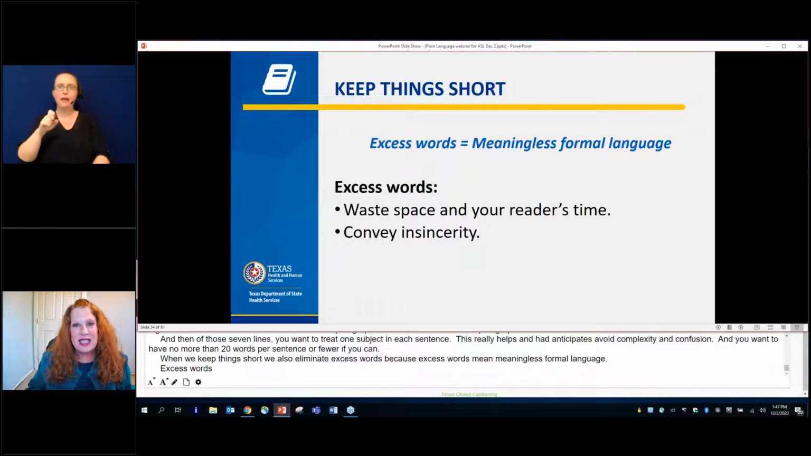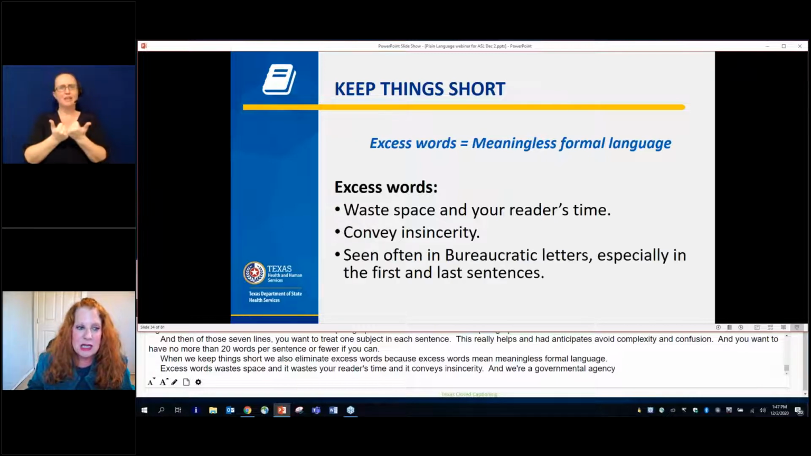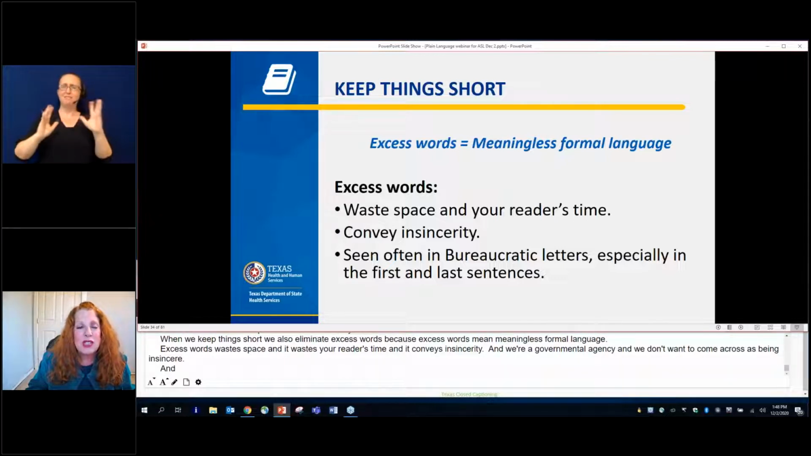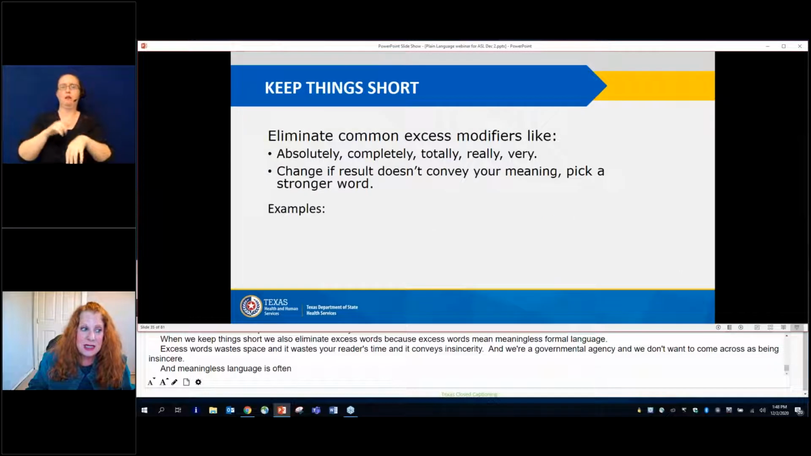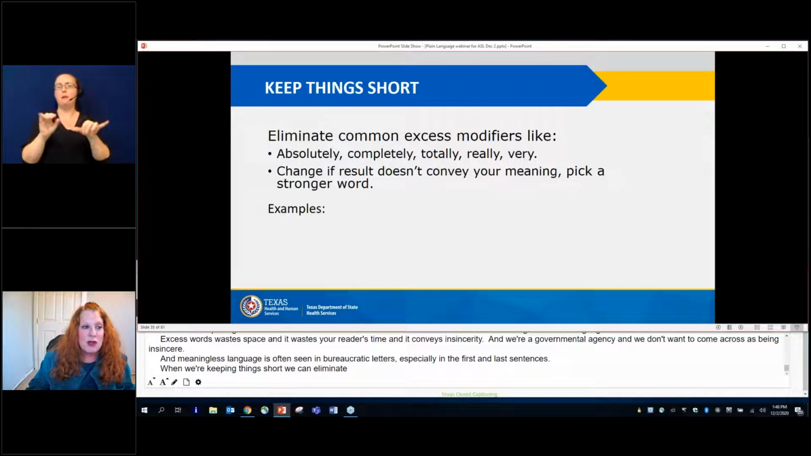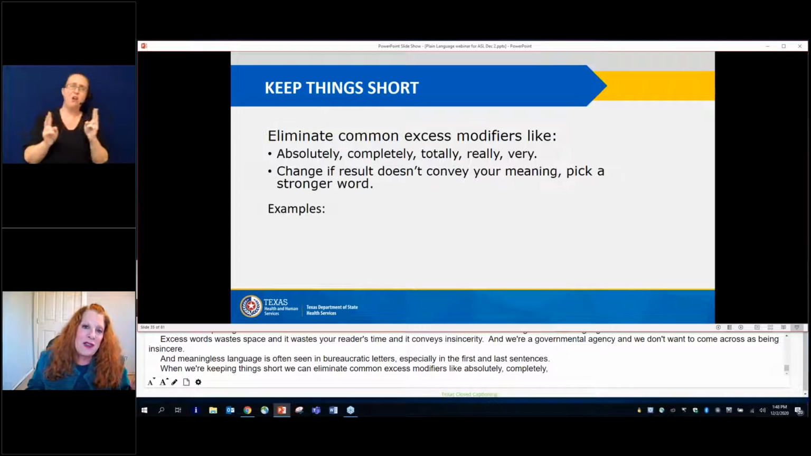And it conveys insincerity. We're a governmental agency and we don't want to come across as being insincere. And meaningless formal language is also seen a lot of times in bureaucratic letters, especially in the first and last sentences. When we're keeping things short, we can eliminate common excess modifiers like absolutely, completely, totally, really, very. If eliminating the modifier changes your meaning, then pick a stronger word.